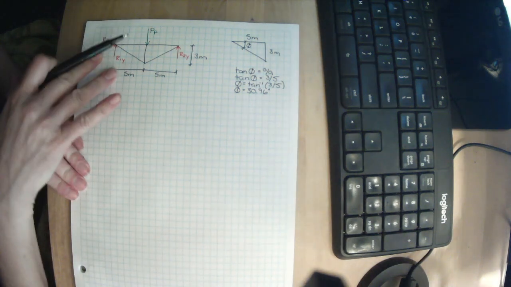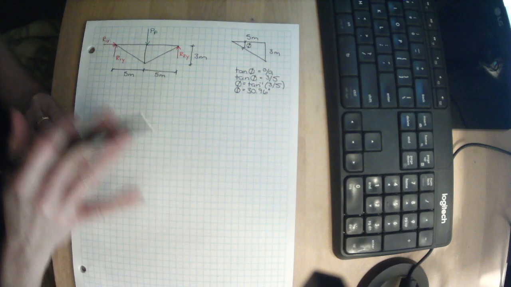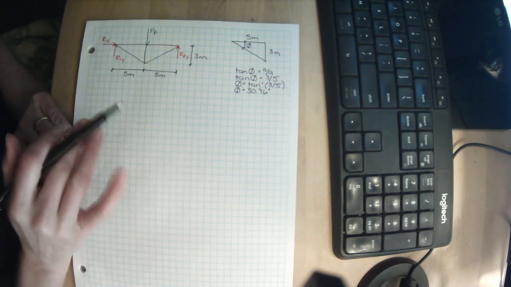Okay, so we've got a free body diagram. We know the angles. We have all of the elements named.